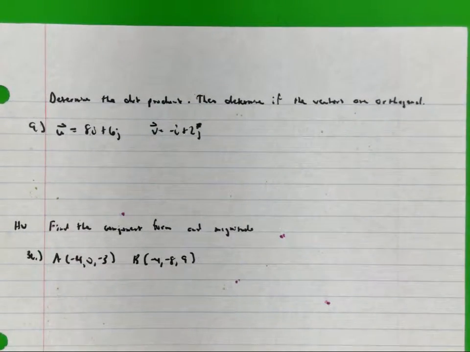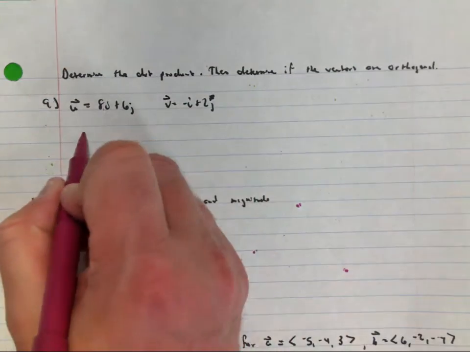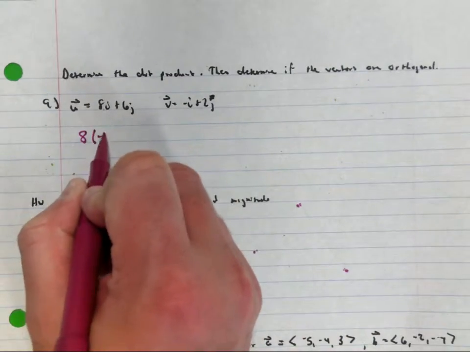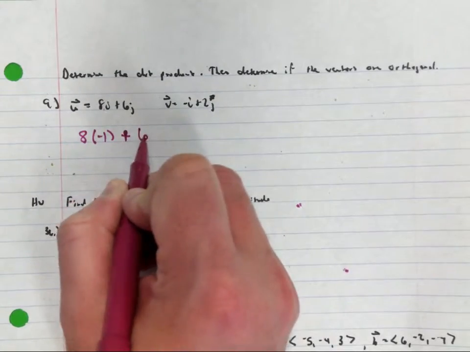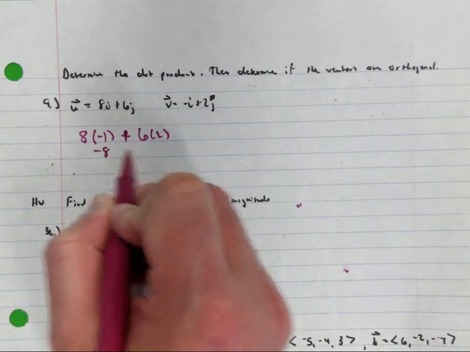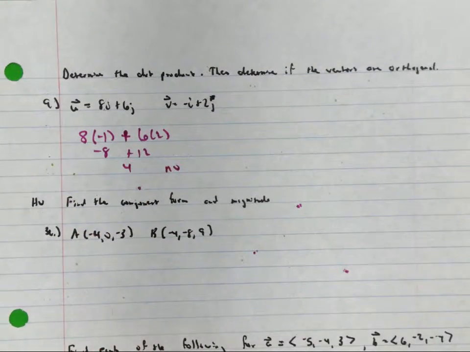Next one, it says determine the dot product. Then determine if the vectors are orthogonal. Alright, so how do I do this? I'm going to say 8 times what? Negative 1. Dot product, what goes here? Plus or minus? Plus. And then 6 times. So it's negative 8 plus 12, which is 4. Is that orthogonal? No, okay.